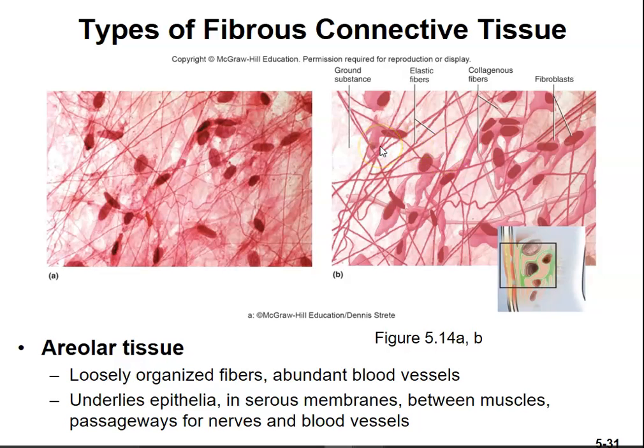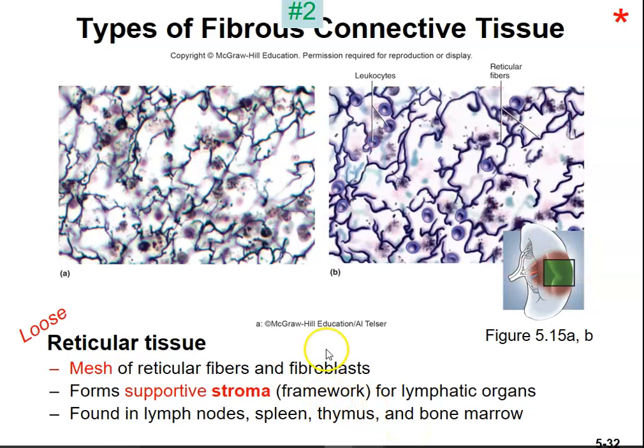You can see they have loosely organized fiber, abundant blood vessels, and all different types of cells. You can find them in serous membrane, between muscles, and passages for nerves and blood vessels. Reticular tissue, the fiber is short. It doesn't have direction either. It's random. This type of fiber forms a framework for lymphatic organs. We can find the reticular connective tissue in the lymph nodes, spleen, and the bone marrow.